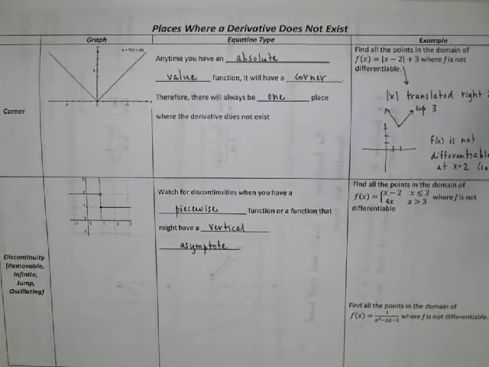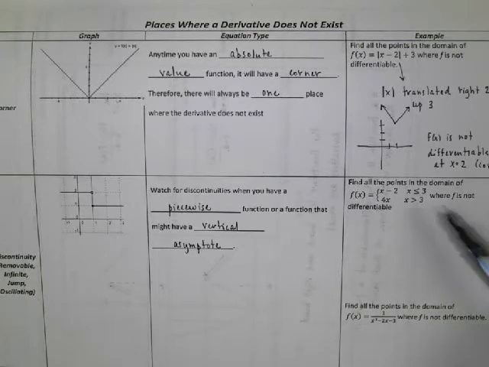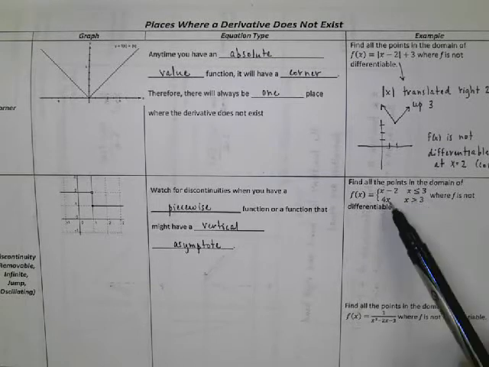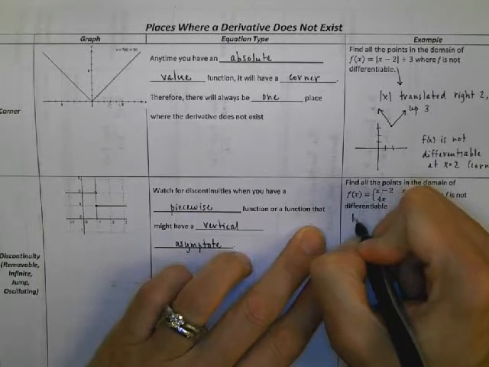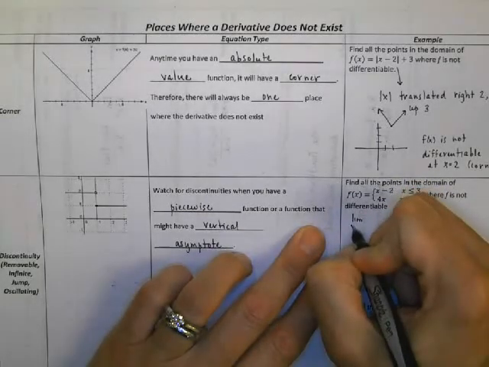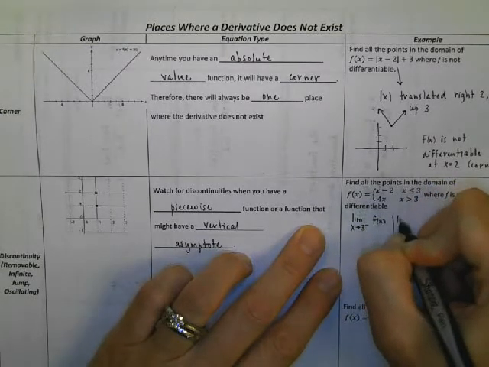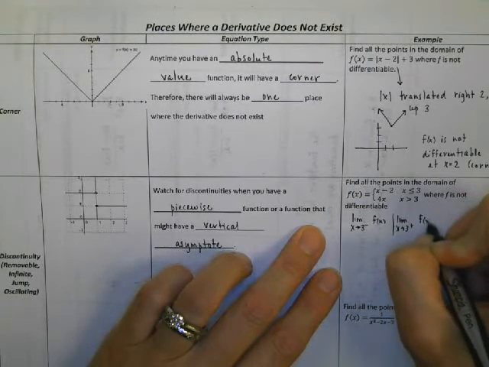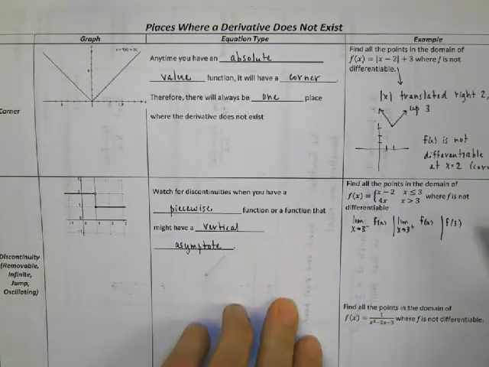So for my example, it's asking to find all the points in the domain of my piecewise function where f is not differentiable. So if I'm looking at this, my guess is that I'm going to have a problem with continuity at x equals 3. So I'm going to check really quick to see if it is continuous there. And we know to be continuous, my left hand and my right hand limits have to be the same. And it also has to be equal to the value of the function at that point.